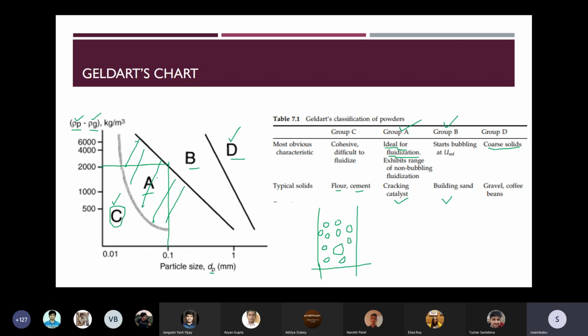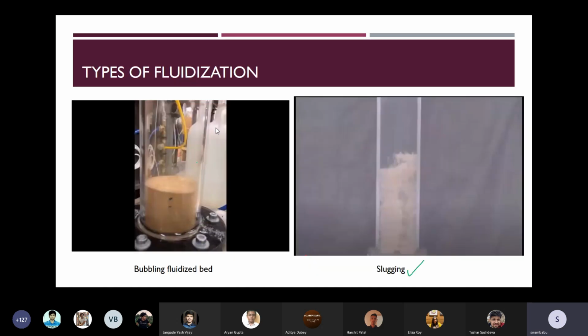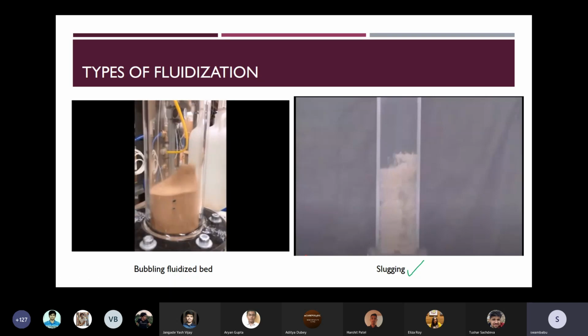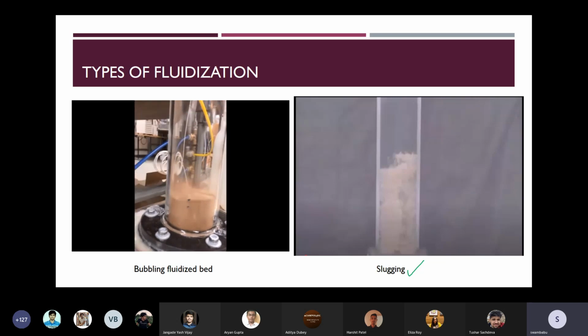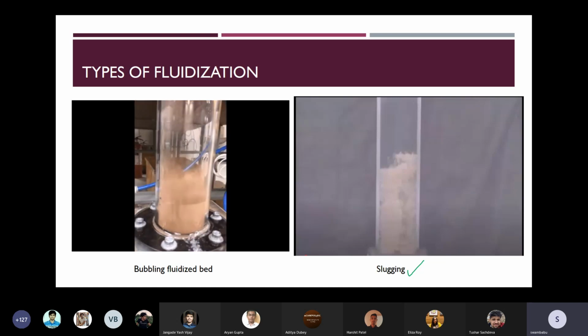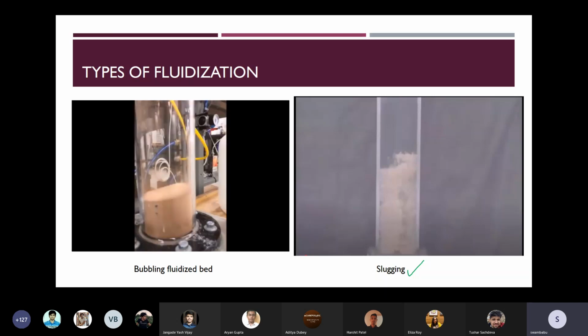In case of A, we might get uniform fluidization. In case of B, we get the bubbling fluidization. This is the typical bubbling fluidization we get for the type B solids, which I showed here. Type A can lead to bubble formation, but those bubbles are uniform. It will not be a very random bubble formation like what I showed in this video.